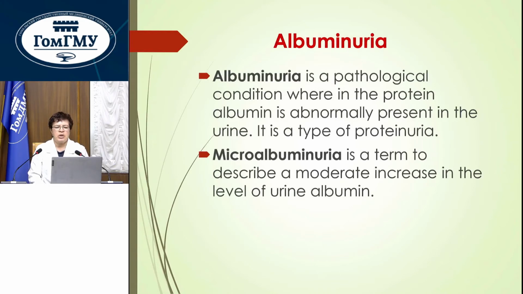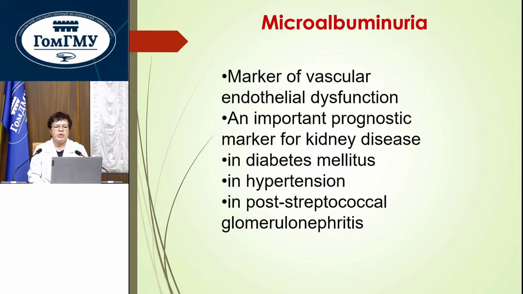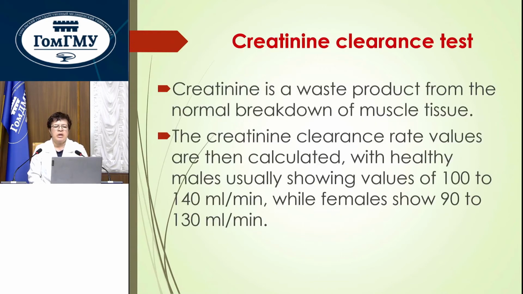Albuminuria is a pathological condition where the protein albumin is abnormally present in the urine. It is a type of proteinuria, and microalbuminuria is a term to describe a moderate increase in the level of urine albumin. Microalbuminuria is a marker of vascular endothelial dysfunction and an important prognostic marker for kidney disease in diabetes mellitus and hypertension, and in post-streptococcal glomerulonephritis also.